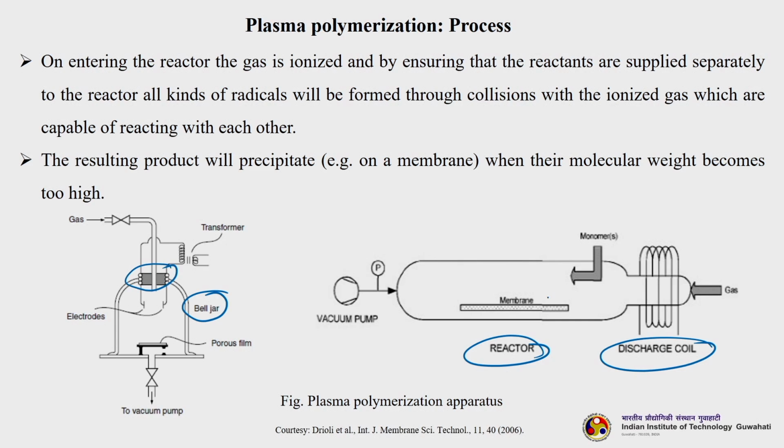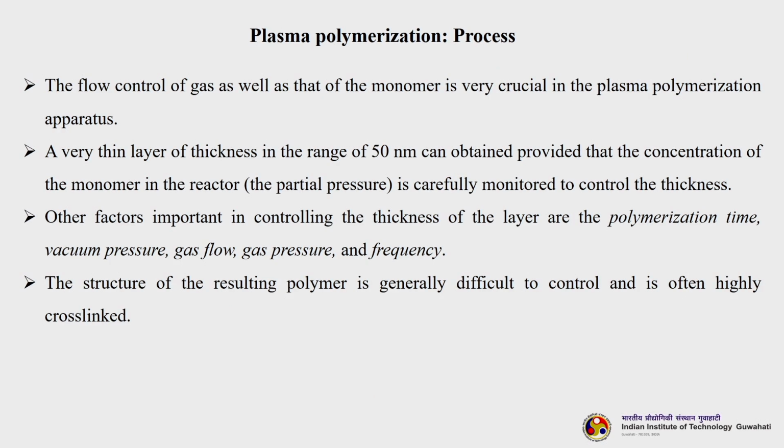So, what is happening here? This is the membrane. Here the porous film or the membrane is located. When the ionization takes place, the monomer is ionized and comes and deposits on the surface of this particular membrane. They flow like this, and the coating or deposition should be uniform, otherwise we will get a membrane of varying thickness. So, the flow control of gas as well as of monomer is very crucial in the plasma polymerization apparatus. A very thin layer of thickness almost 50 nanometer can be obtained, provided the concentration of the monomer in the reactor is carefully monitored to control the thickness.